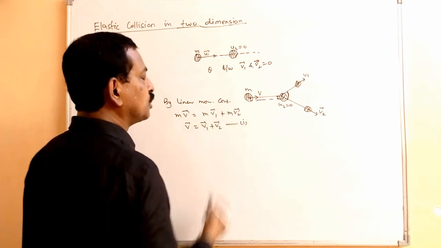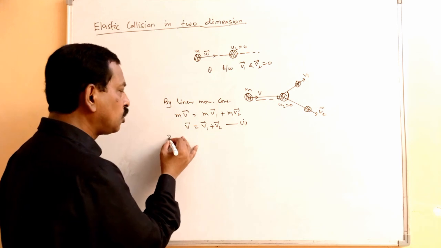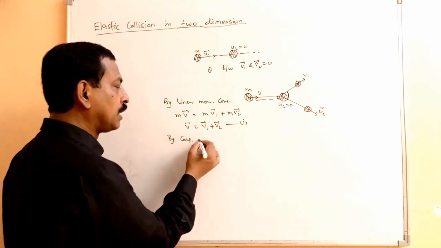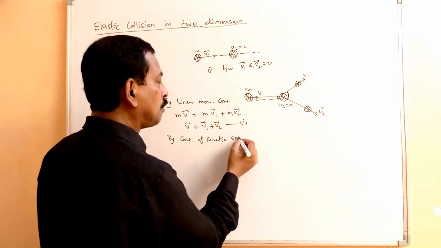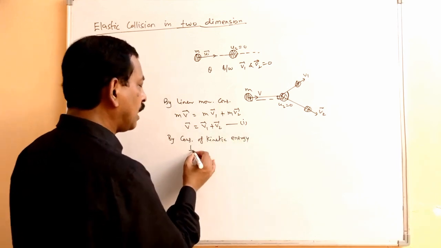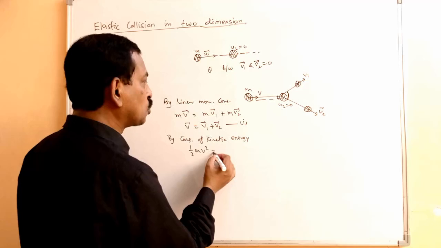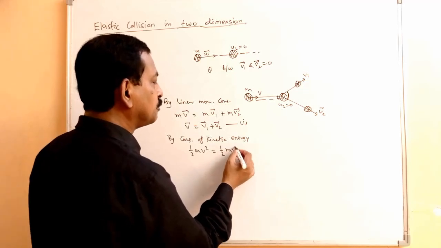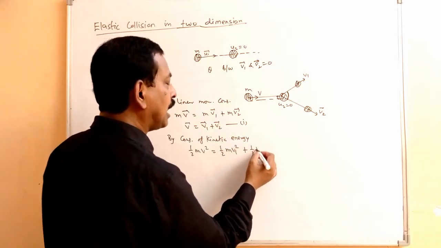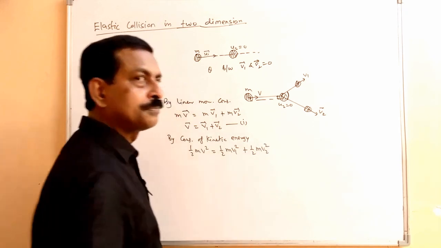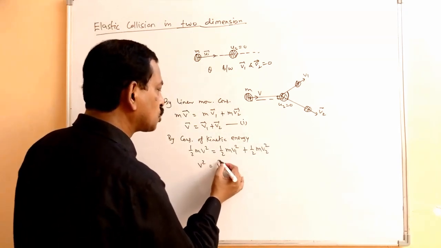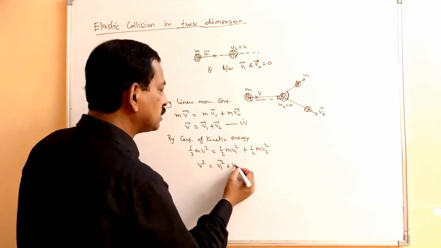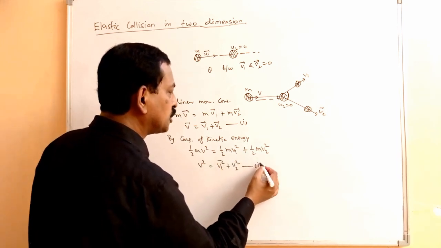This is suppose your equation 1. By conservation of kinetic energy, what we get is half m v square equals half m v1 square plus half m v2 square. So you will get v square equals v1 square plus v2 square. This is your second equation.